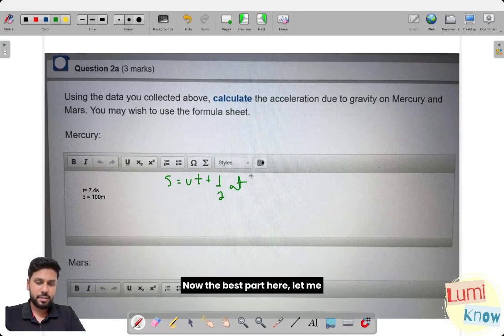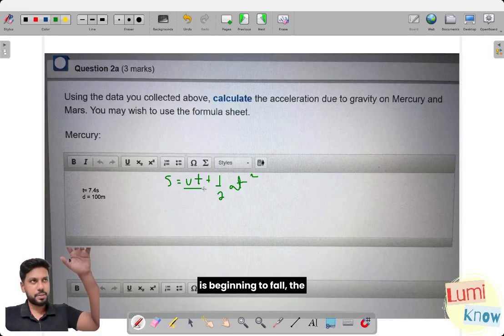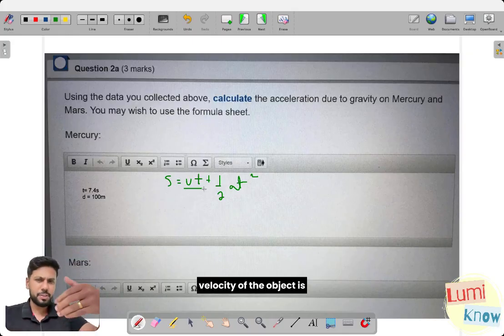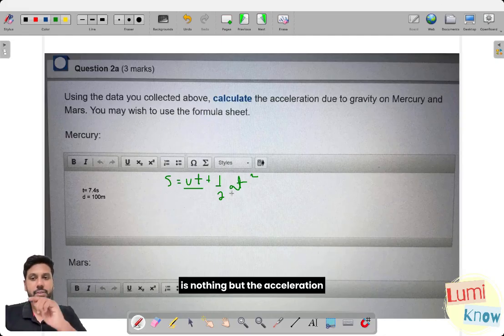Now the best part here, students, is that u is 0 because my object is beginning to fall. When it is beginning to fall, the initial velocity of the object is obviously going to be 0. And you also have to understand that the acceleration is nothing but the acceleration due to gravity that we are trying to find.